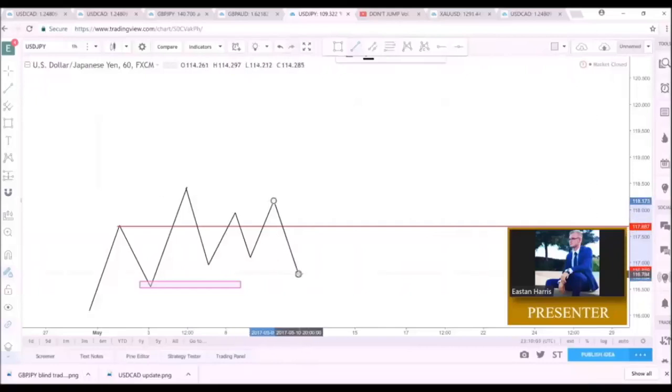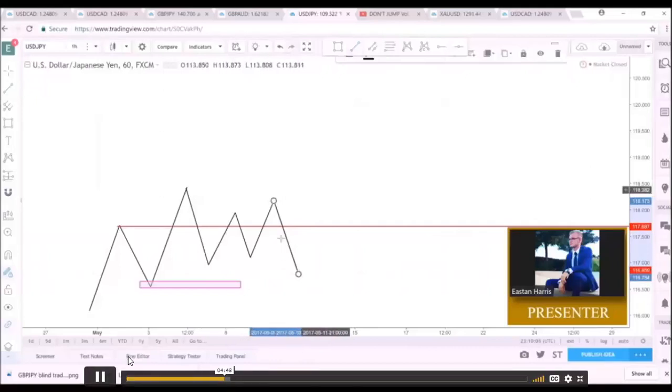Okay, well, you're probably thinking, man, what's going on? Do I need to move my structure? Well, look, structure stays here. Structure stays here until this high is broken. Did everybody catch that?